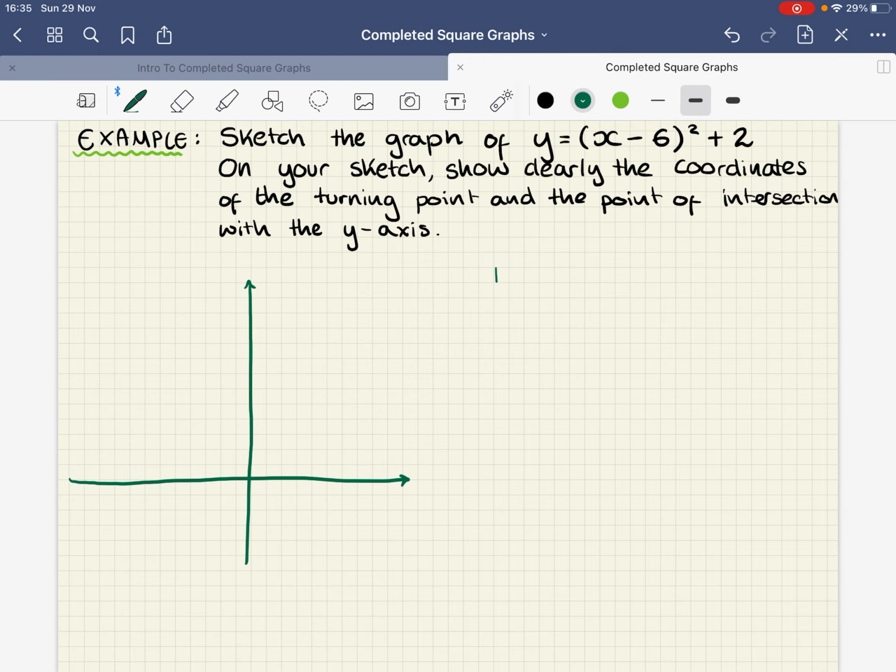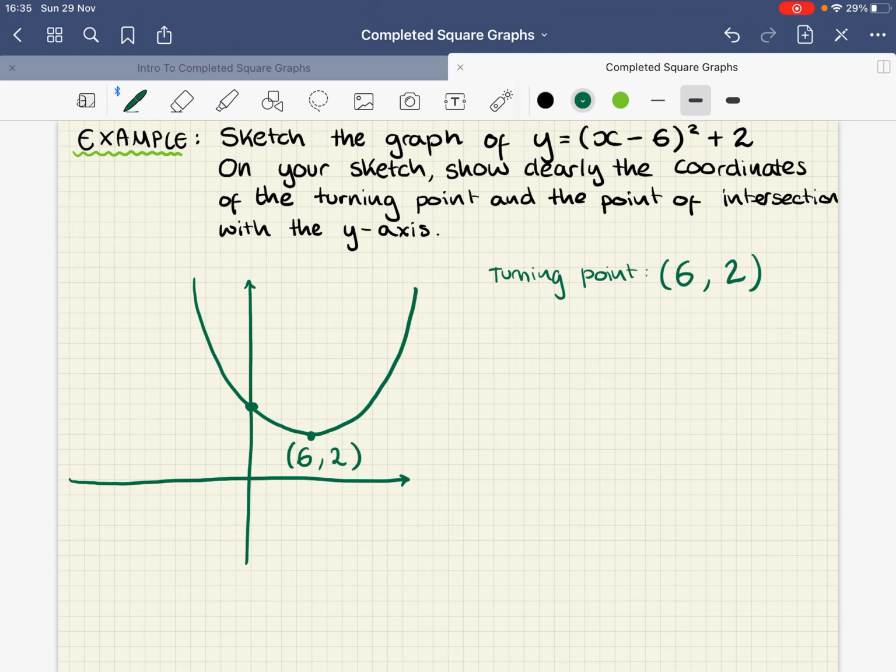So my turning point: I'm going to change the sign inside the bracket. So that was a minus 6. So that's now going to be a positive 6. On the outside, it's a plus 2. So that's still going to be a positive 2. So that's my turning point. So it's somewhere around here. Because that x squared is going to be positive, that means it comes up like so. So that there, that's going to be my (6, 2).